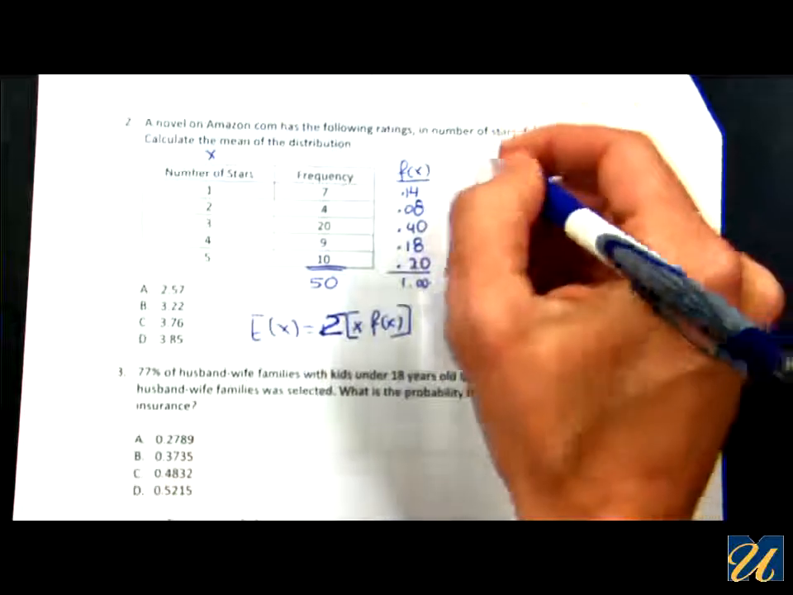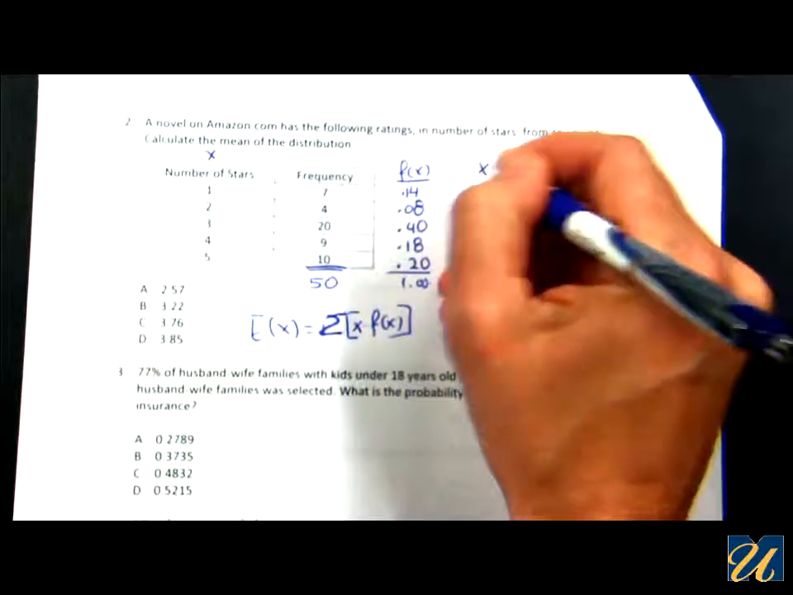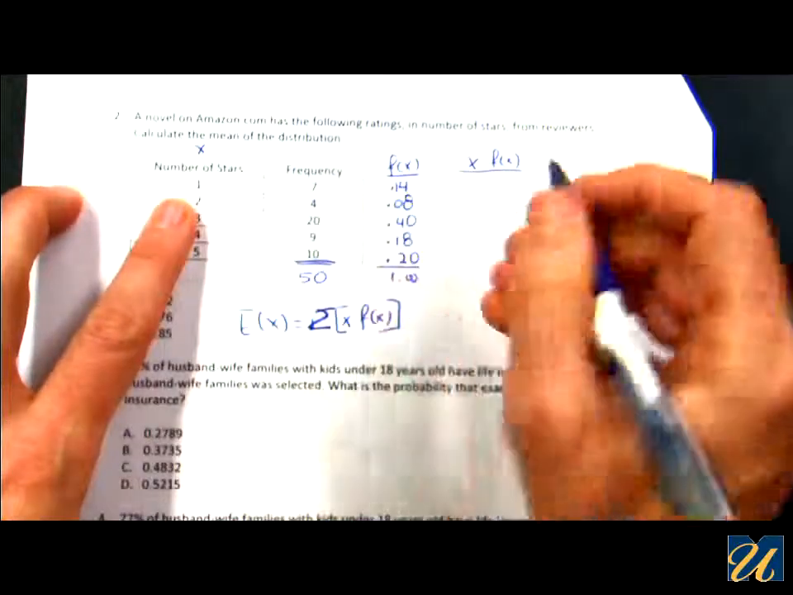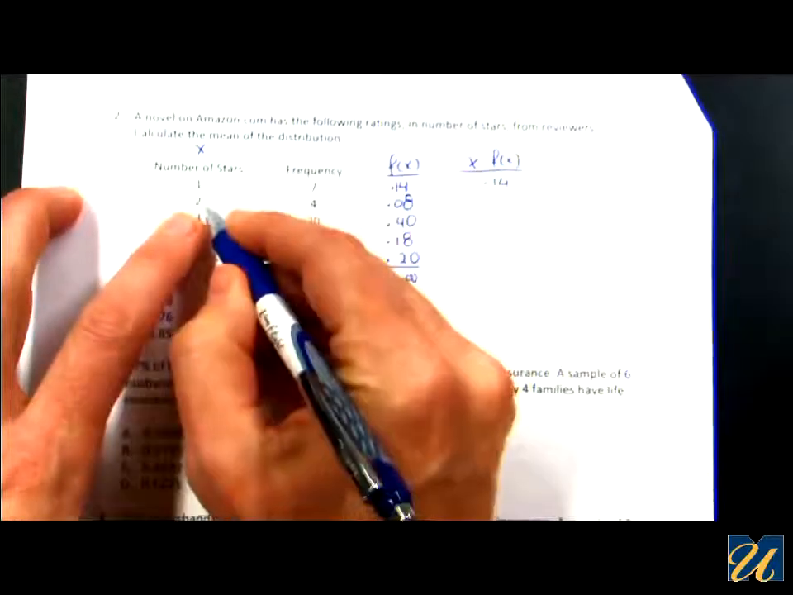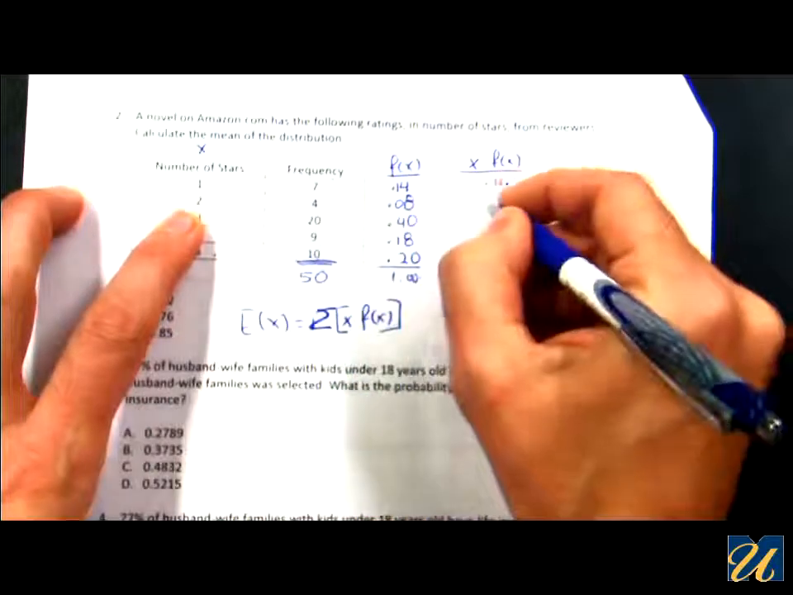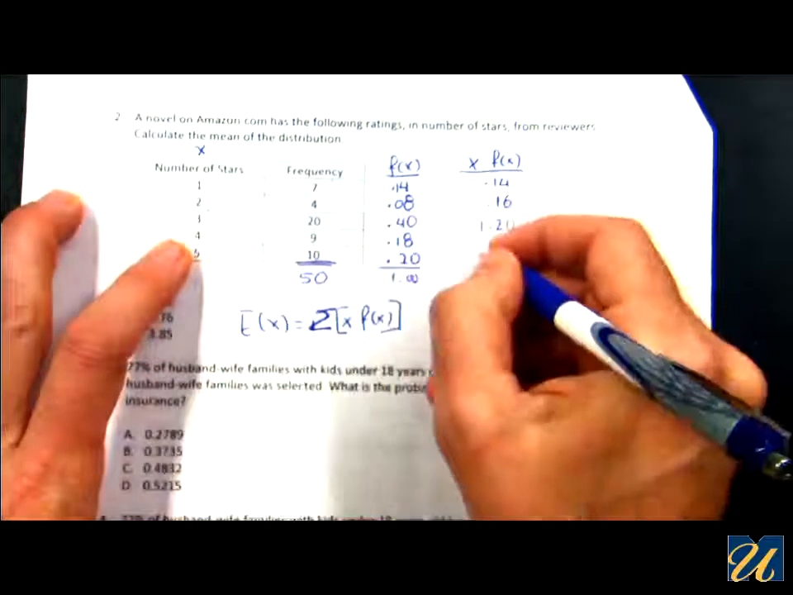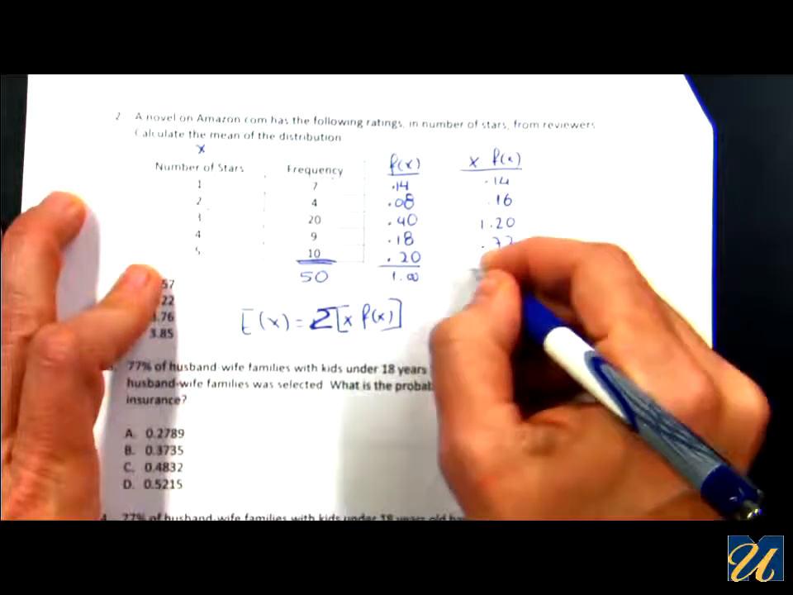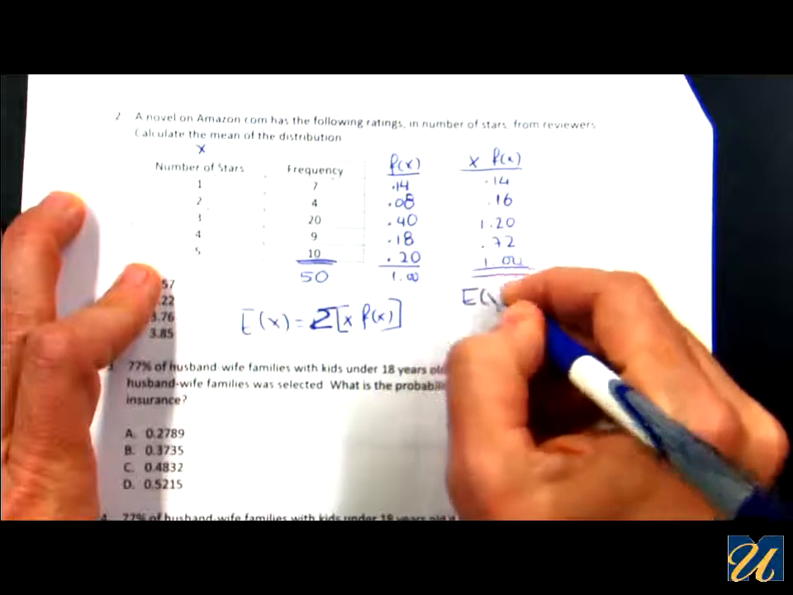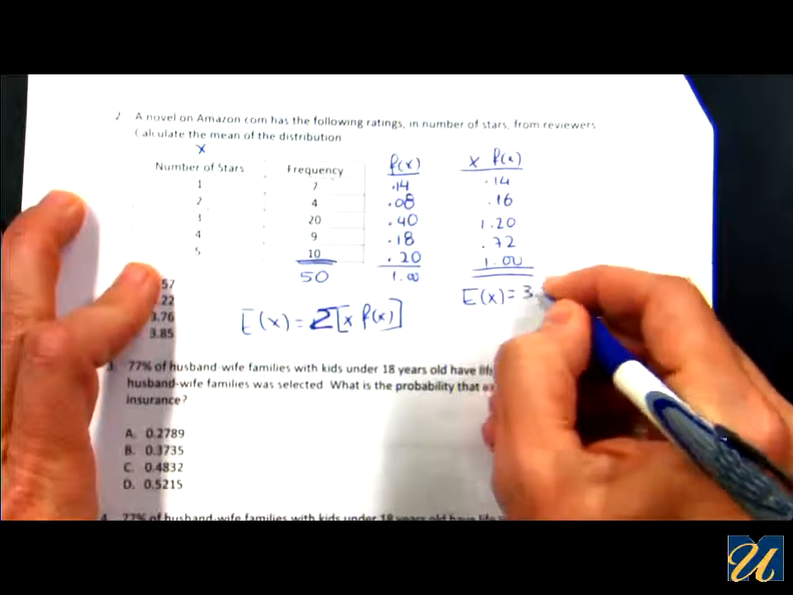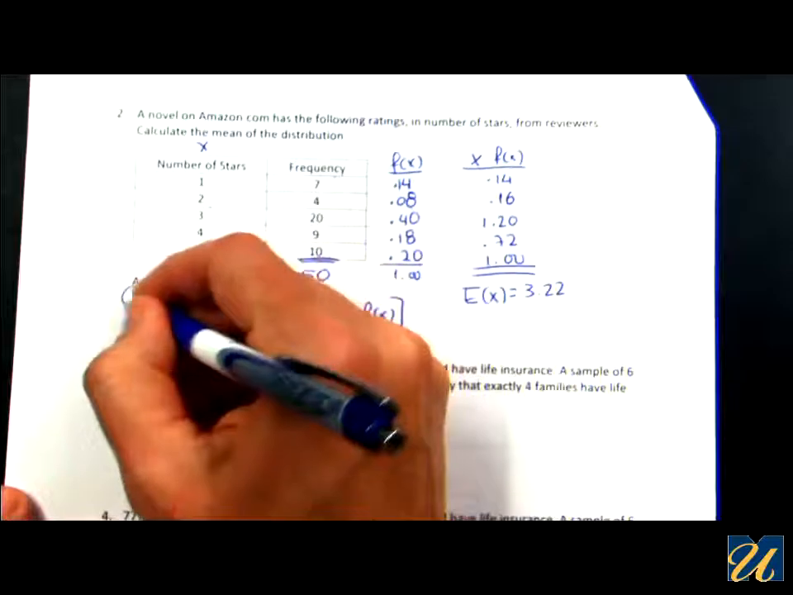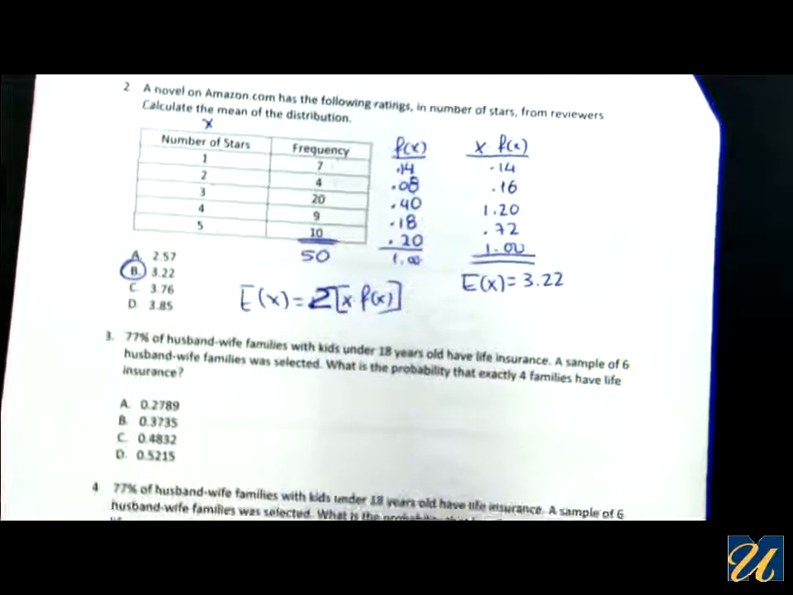And now we can do x times f of x, or p of x, which is the same thing. So we will do 1 times 0.14, 0.14, 2 times 0.08, 0.16, 3 times 0.4, 1.2, 4 times 0.18, 0.72, 5 times 0.2, 1. We add them all, and the expected value will be equal to 3.22. So the correct answer will be B.